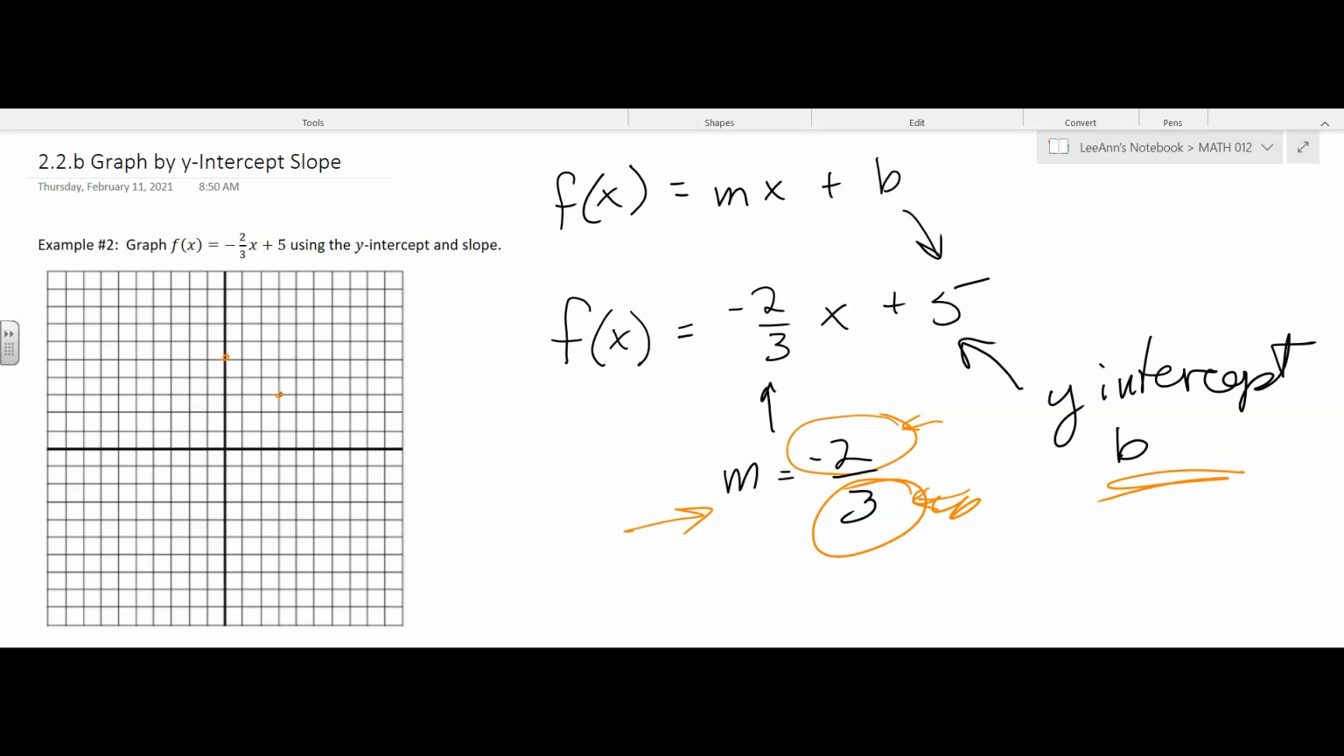And if you want to make another point, you can do it again. Down 2 and to the right 3. Okay? And you're going to get these points that line up. That's the beauty of the slope. Okay. Now, it is a negative slope. So you have negative 2/3.